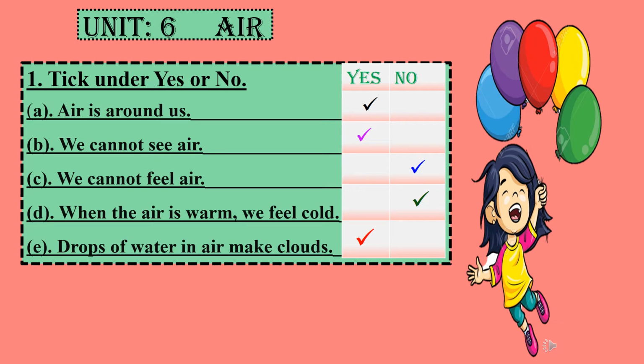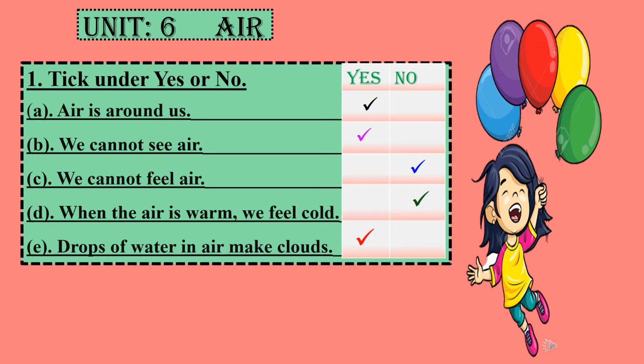Second sentence is we cannot see air. Yes, it is correct. So we will tick in the yes column. Third sentence is we cannot feel air. No, it is not correct. We can feel air. So it is no. Put a tick in the no column in front of the third sentence. As you can see, I have put it.